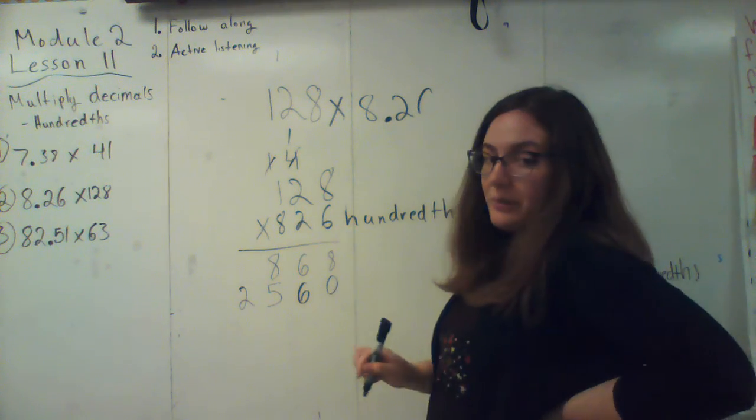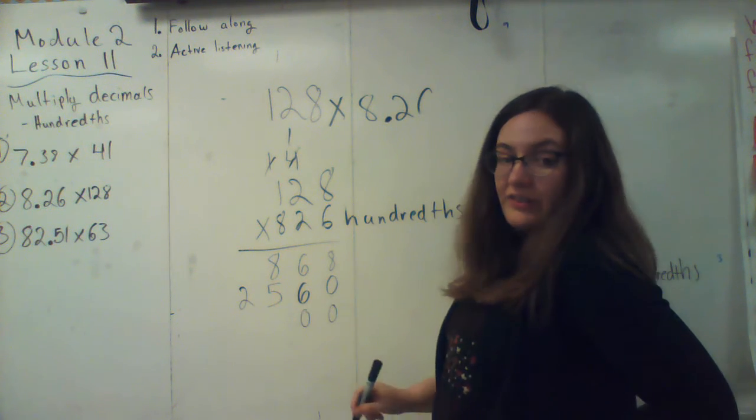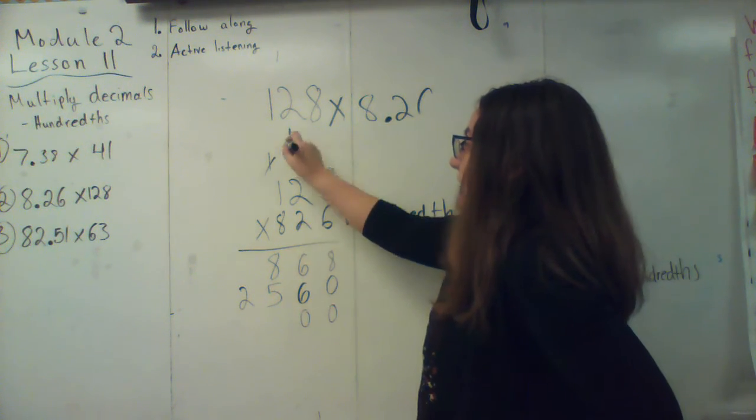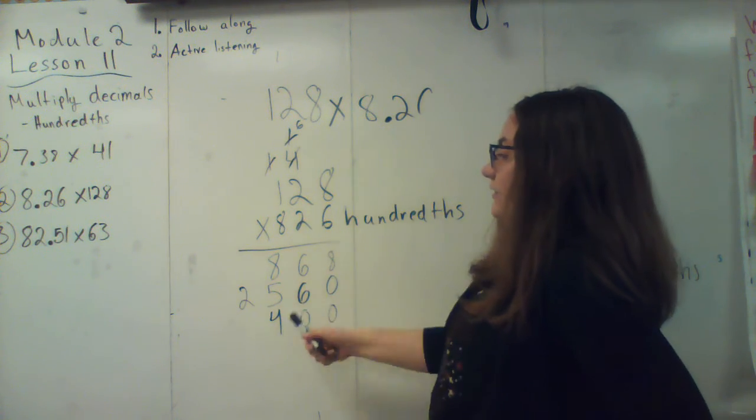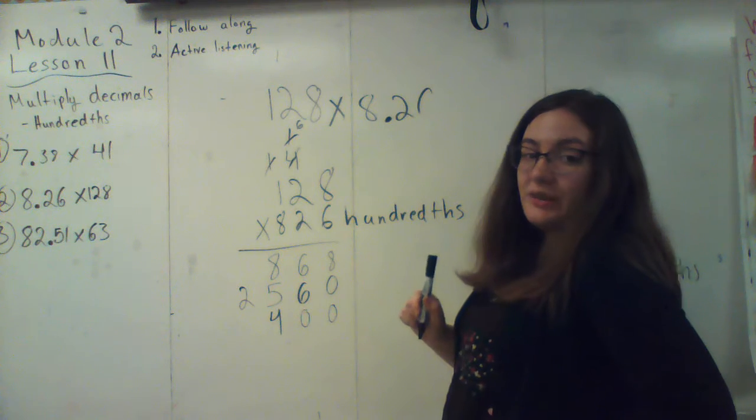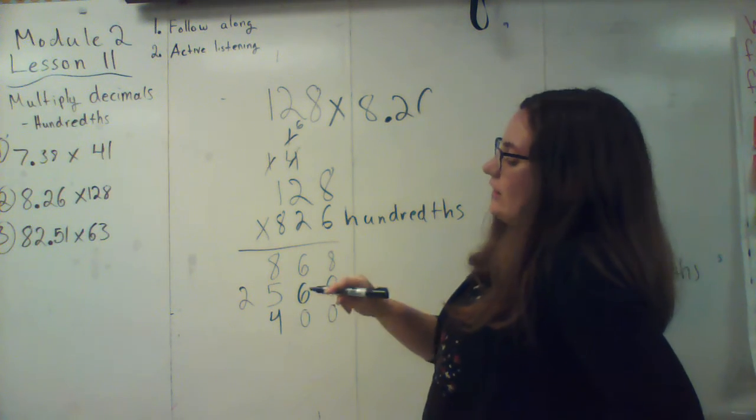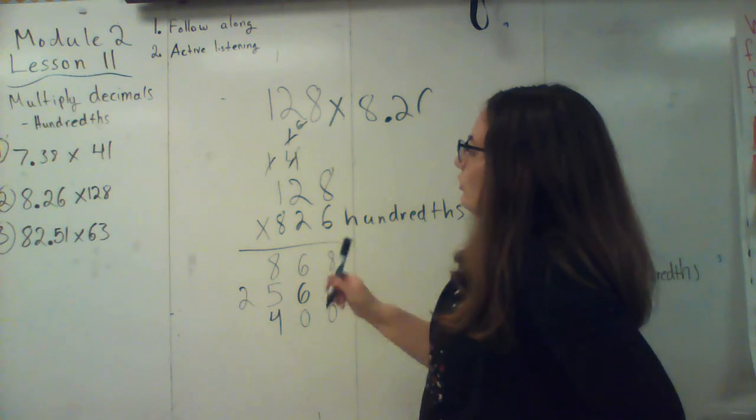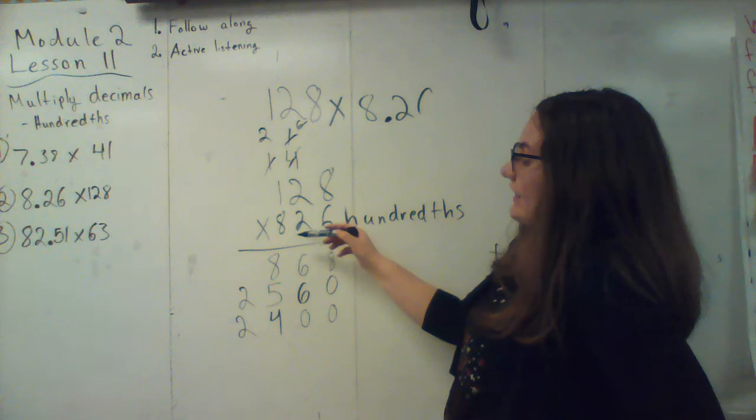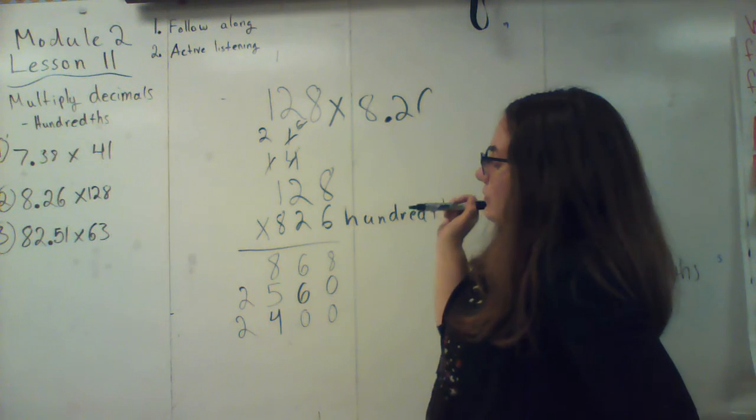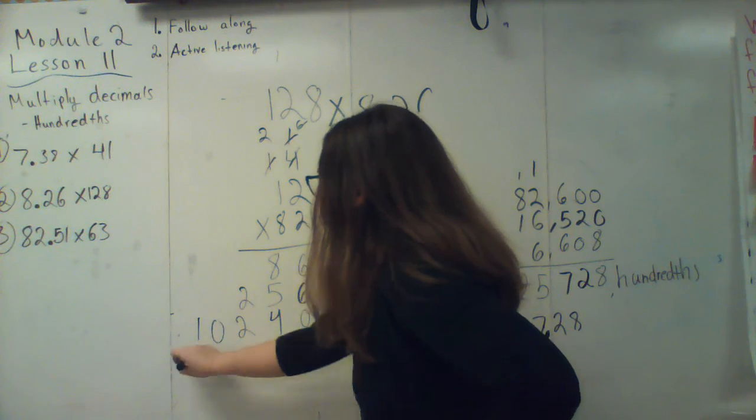So that's why my partial products are looking different right now. Now, since I'm multiplying a number that's in the hundreds place, I need to add 2 zeros and then do 8 times 8, which is 64. Carry the 6, leave the 4. 8 times 2 is 16. 16 plus 6 is 22. So I carry the 2. I leave the 2. And then I do 8 times 1, which is 8, and 8 plus 2 is 10.